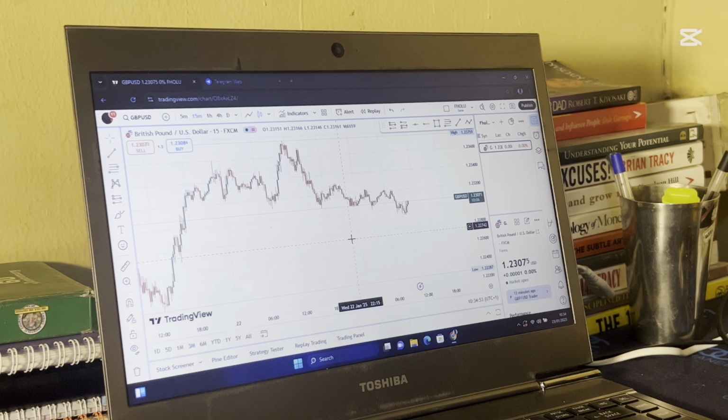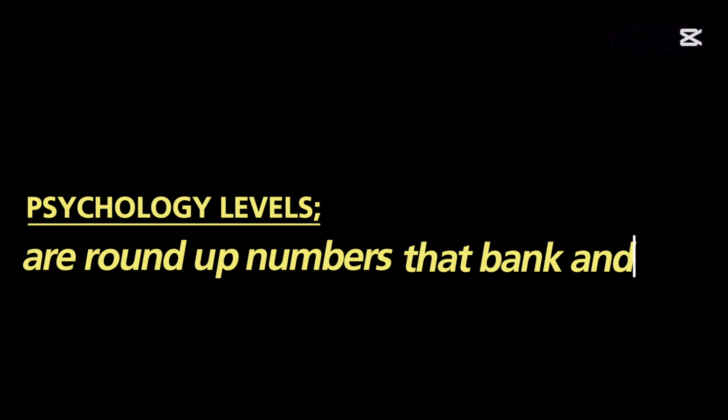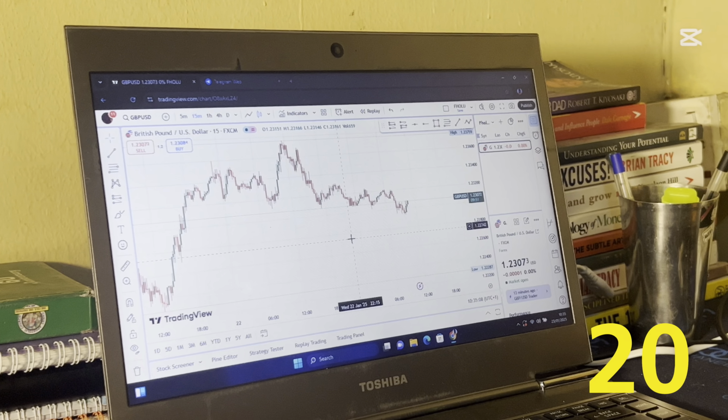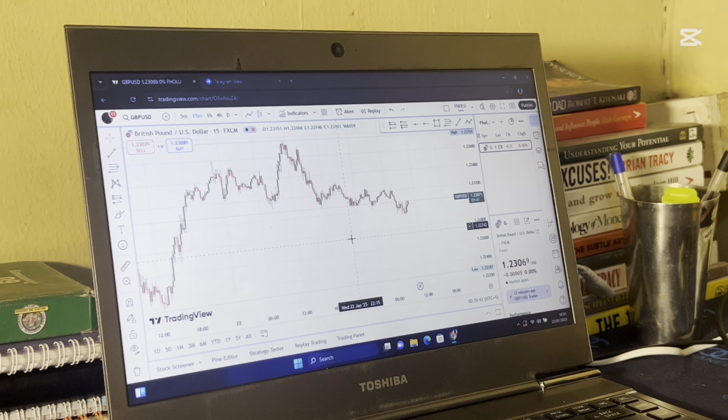Those are things I need to see before I take trades. So the first thing is my psychology level. Psychology levels are round-up numbers that banks and institutions pay attention to. These are numbers like 5, 10, 15, 20. Instead of using support and resistance, I prefer to use psychological levels. These are points where price gets to, and buyers or sellers tend to react off from that zone.